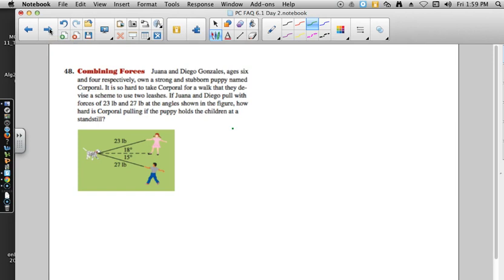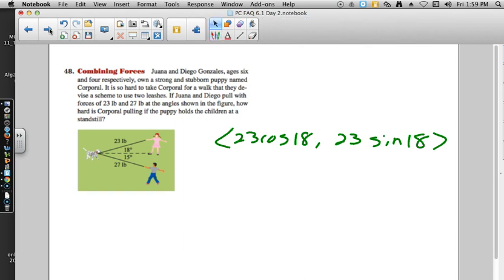So let's see. Juana would be 23 cosine of 18 degrees and 23 sine of 18 degrees for the vector that would be formed by what she's doing. We've got our horizontal and our vertical components there. And then Diego, take note of the fact that Diego is going down from our horizontal.